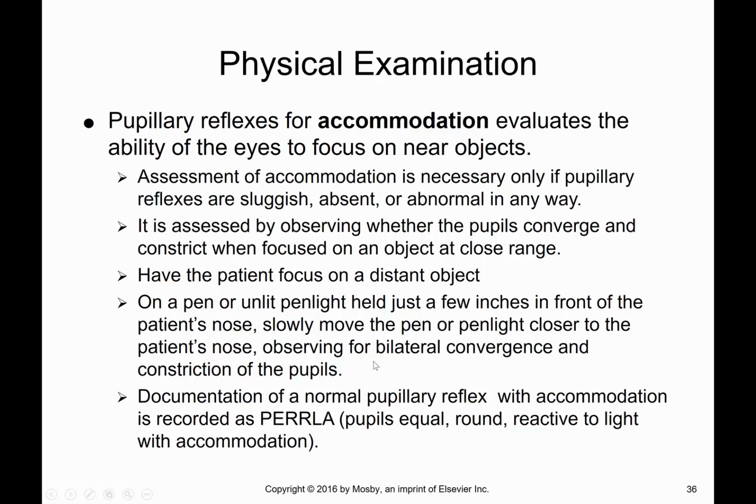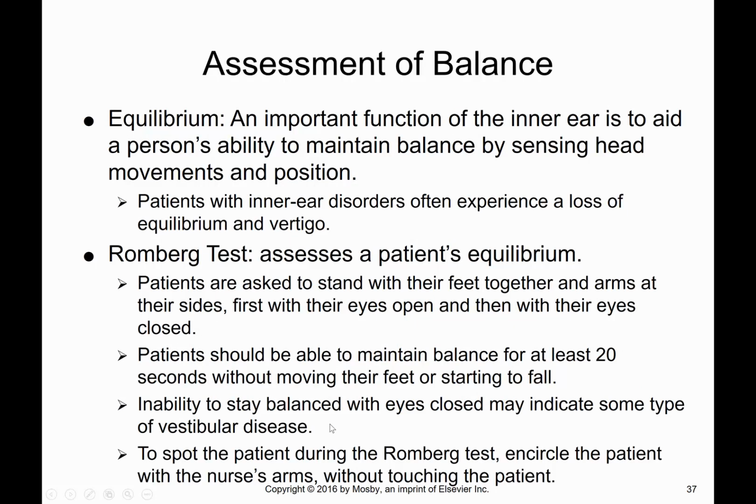But if our patient's pupillary reaction was not normal, if it was sluggish or non-existent, then we need to do the accommodation test. But when we document that, if it was all normal, we're saying pupils were equal, round, reactive to light with accommodation. Okay, but if we don't do the accommodation, then we don't put the A on there. And remember, you don't need to do the accommodation unless their pupillary reactivity was abnormal.